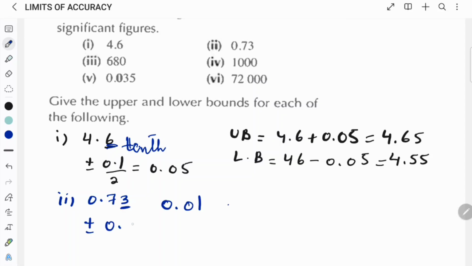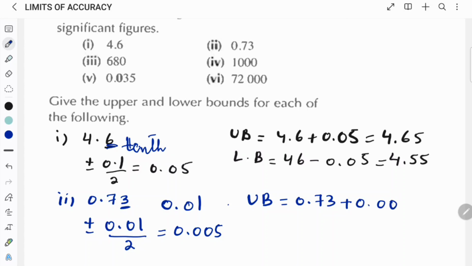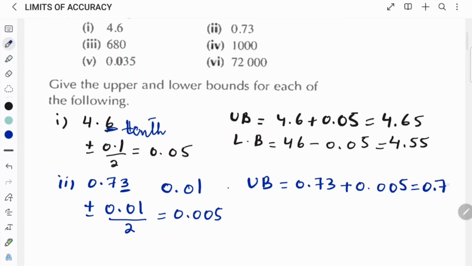So you will add 0.01 divided by 2, that is equal to 0.005. For the upper bound you will add 0.73 plus 0.005, so that will be equal to 0.735. For the lower bound, that is 0.73 minus 0.005, which is equal to 0.725. You can easily do the addition and subtraction in these questions.